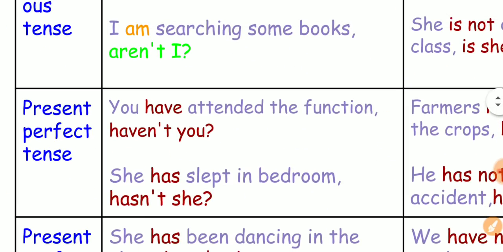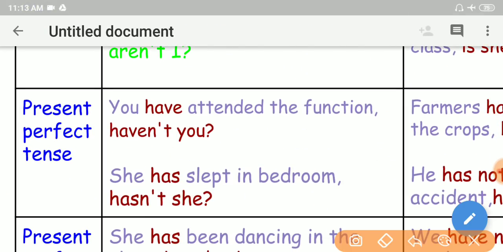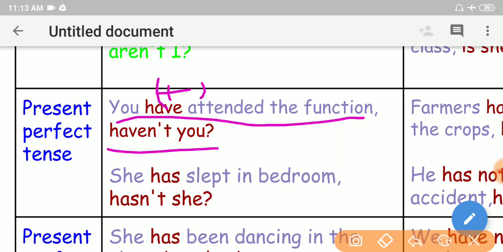So let us go with the present perfect tense. An example of present perfect tense is: you have attended the function. So here what do we do? Haven't you? So the tag is negative. Use the same helping verb, or if there are auxiliaries and modals, you can use the same in question tags.